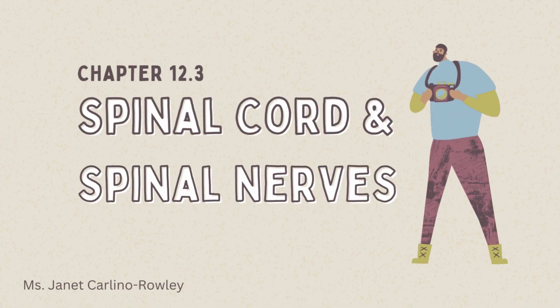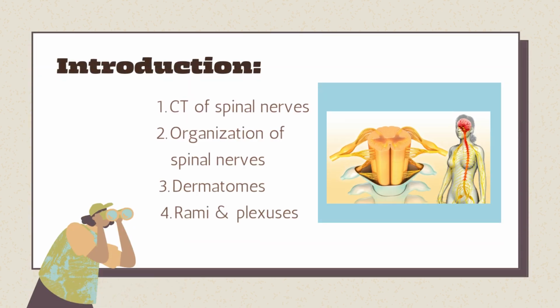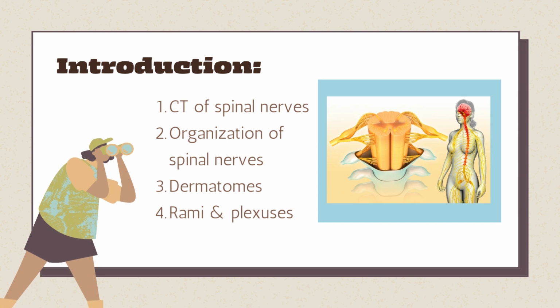This presentation will cover the third and final part of Chapter 12, the spinal cord and spinal nerves. In this presentation, we'll be investigating the connective tissue associated with spinal nerves, the organization of spinal nerves, dermatomes, and rami and plexuses.